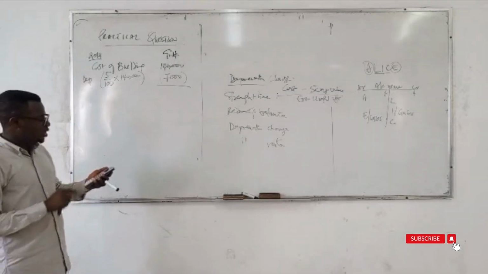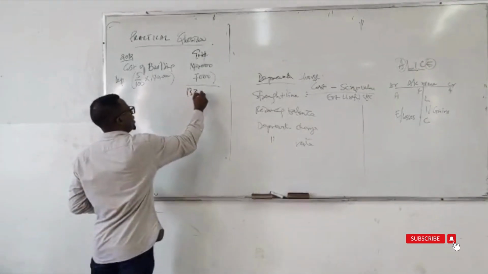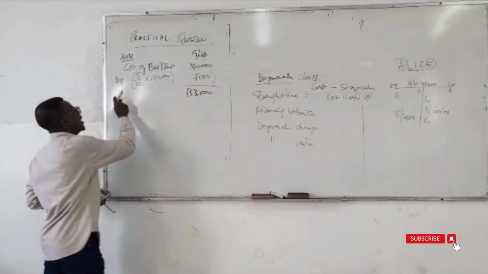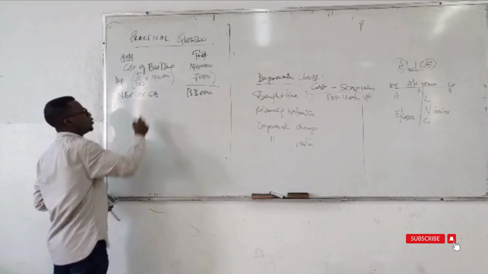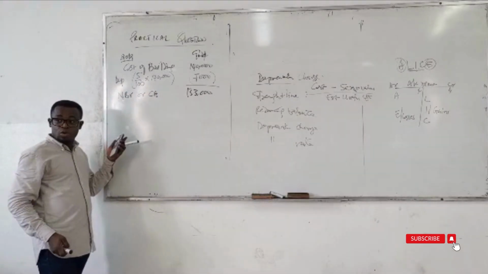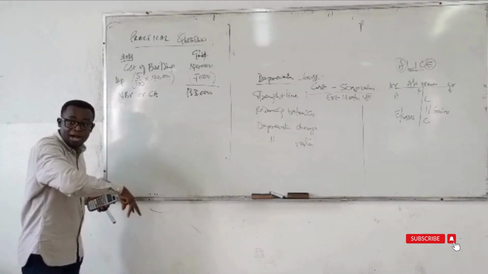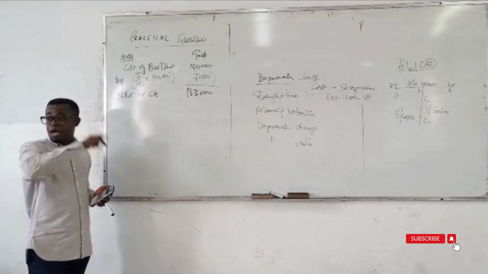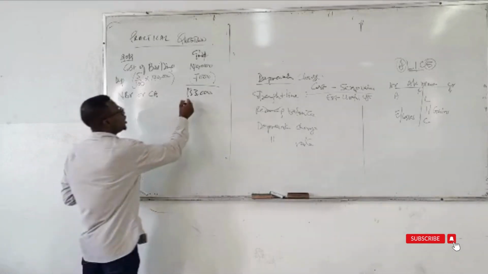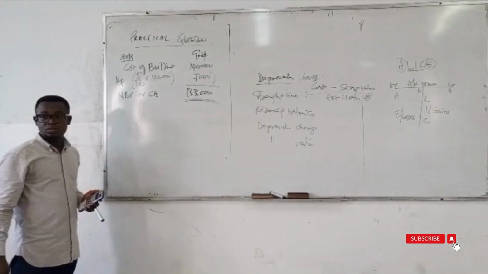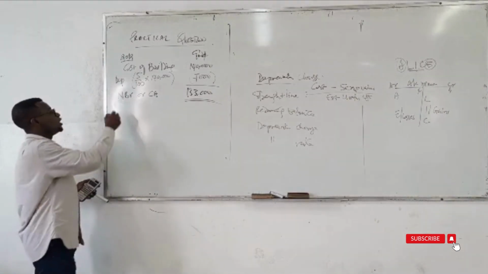Now, 140,000 minus 7,000. What do we have? 133,000. This becomes the net book value, or the carrying amount. Why carrying amount? It is the amount to be carried over to the next accounting period. It's the amount we're going to use for the next period. Are we good? Any question? So we close it off for 2012. Are we good?